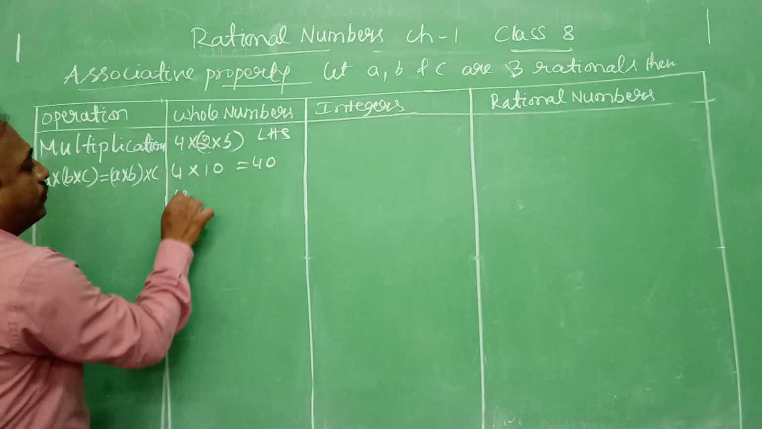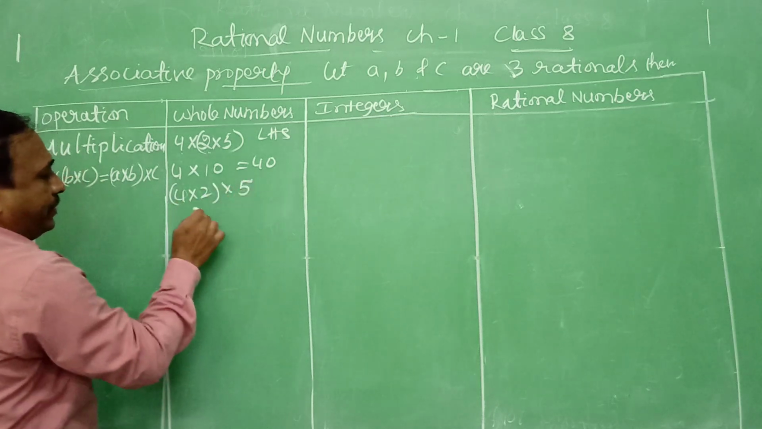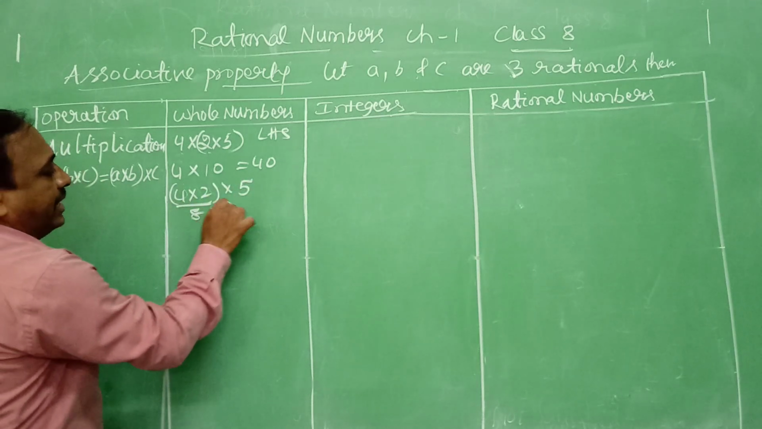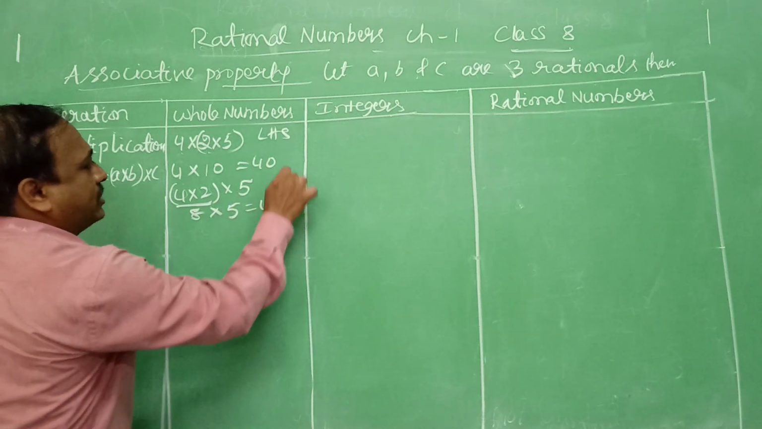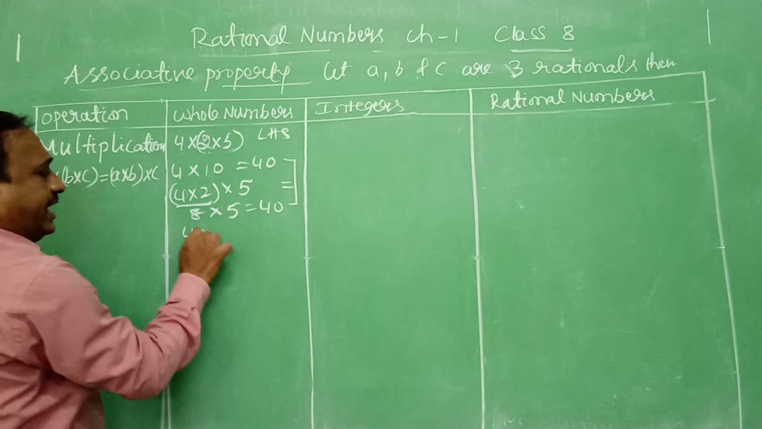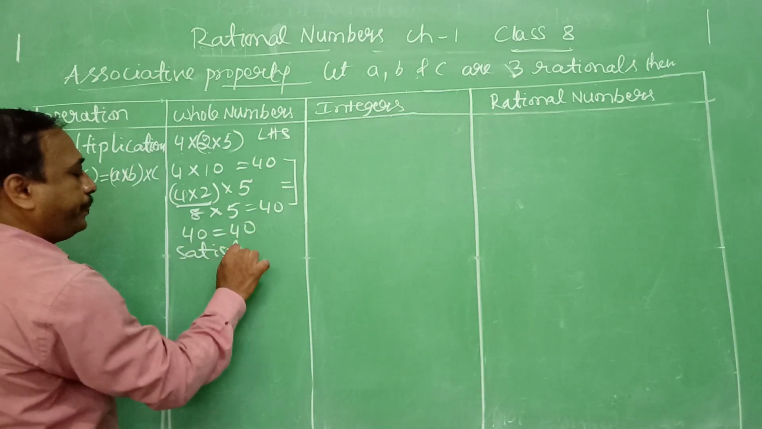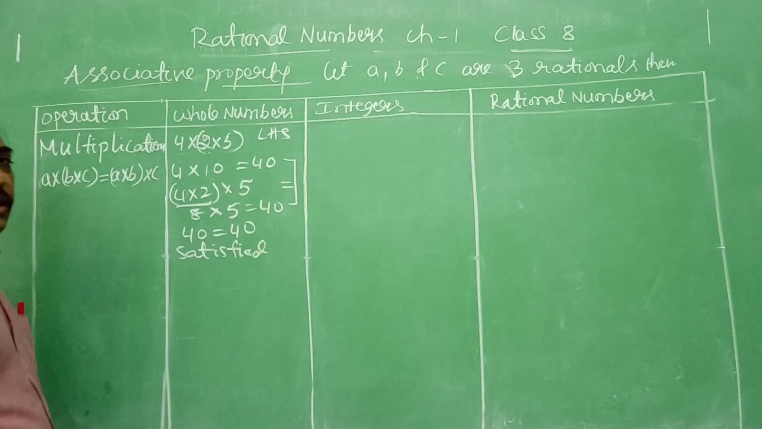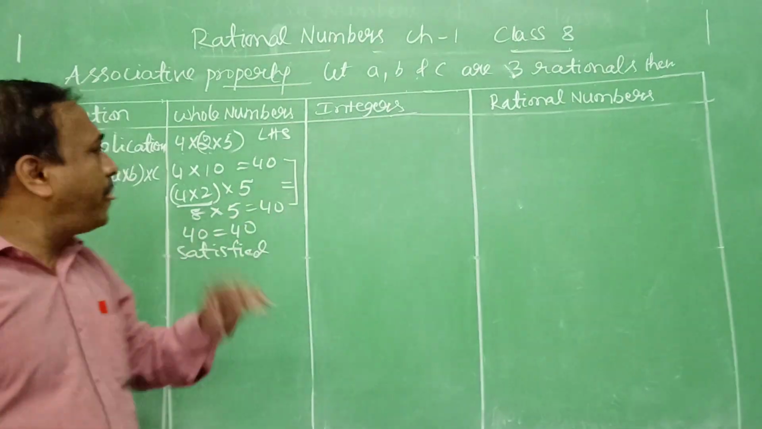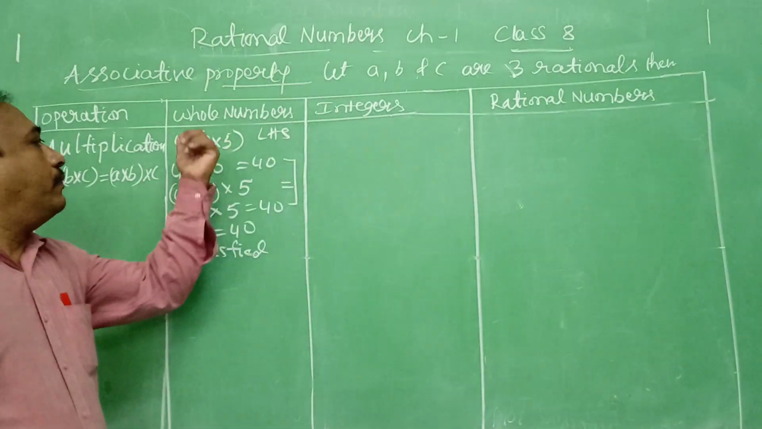That is 4 into 2. Bracket change for 4 and 2 into 5. 4 2s are 8. 8 into 5, 40. Now you see these two are equal. 40 is equals to 40. So property satisfied. Satisfied.